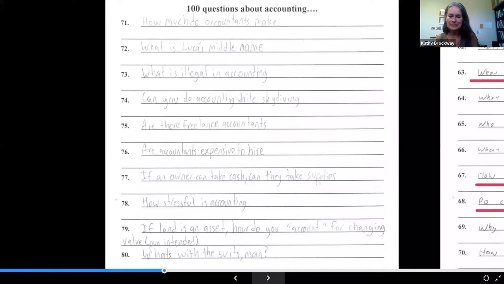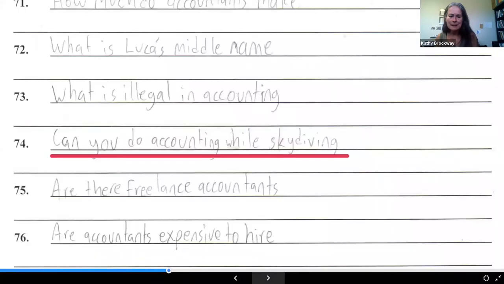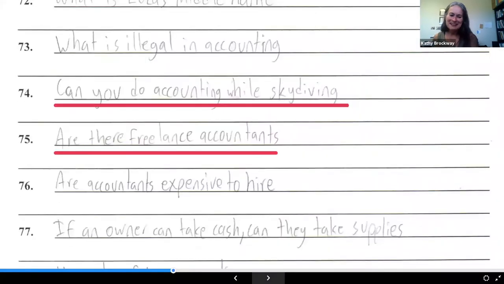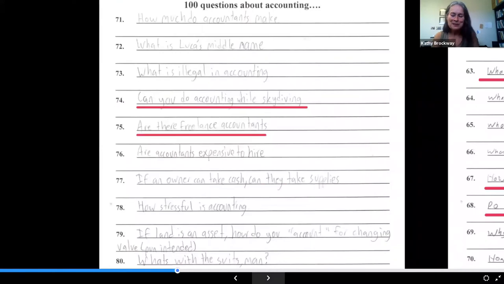I liked these two taken together. Can you do accounting while skydiving? Huh? And are there freelance accountants? In today's gig economy, these are pretty legitimate questions. Can you do accounting outside of an office is where I'm going with this. And we're going to talk about that. What are some opportunities for you to be an accountant, but not in a traditional way? So that was one of my activities.